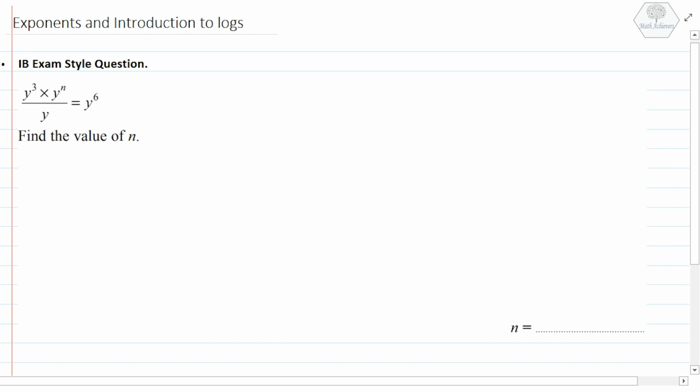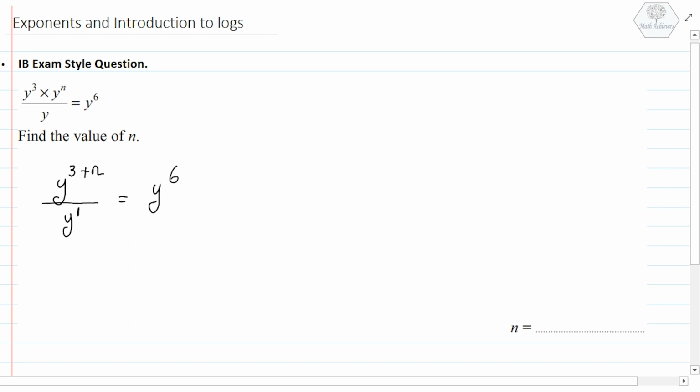Since we multiply, we add up the powers. So it becomes y to the power of 3 plus n over y is equal to y to the power of 6. And here, in the denominator, the power of y is 1. And we know that when we divide powers having the same base, we just subtract.